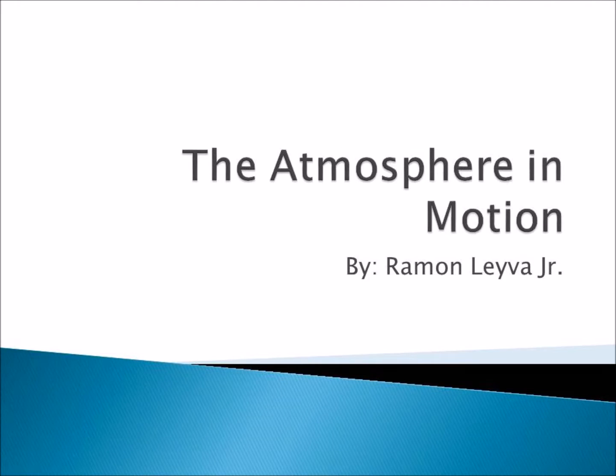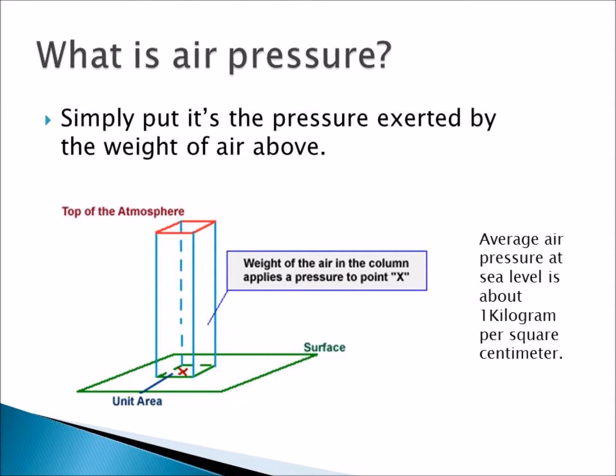The atmosphere in motion. In this chapter, we're going to be discussing air pressure, wind, highs and lows, as well as the circulation of the atmosphere and also precipitation. Now, what is air pressure? Simply put, it's the pressure that's exerted by the weight of air above a given point.